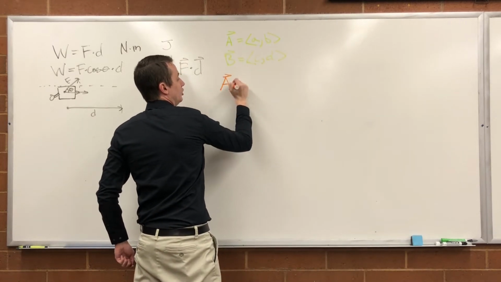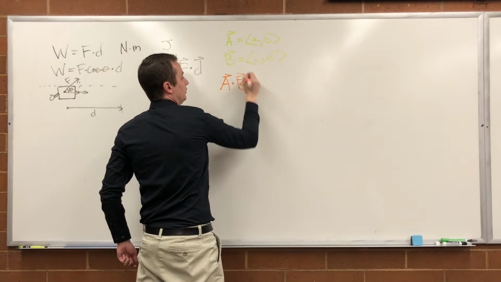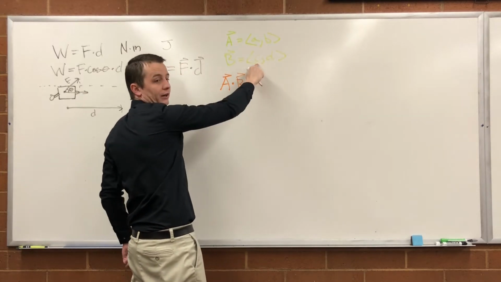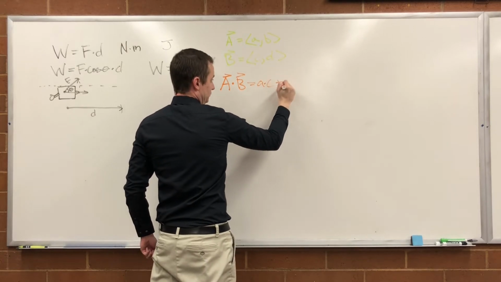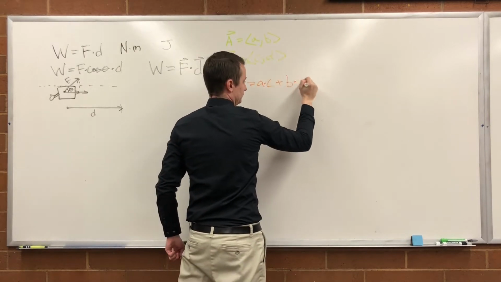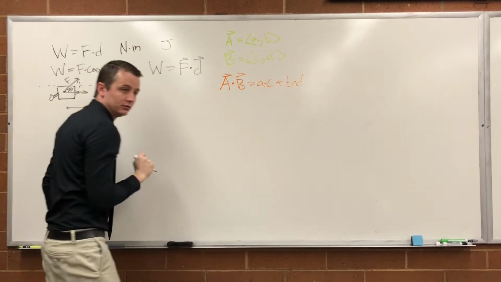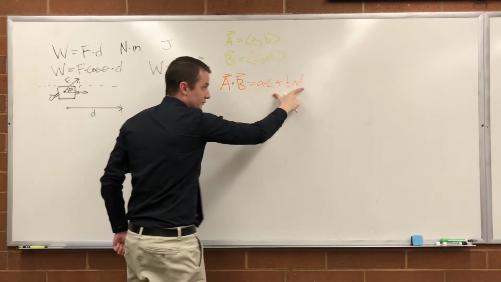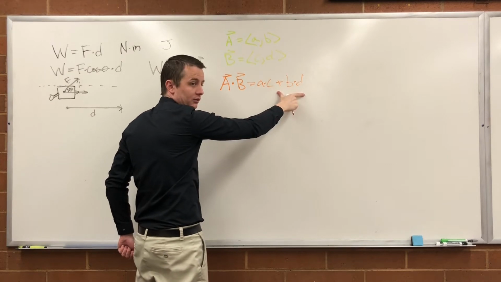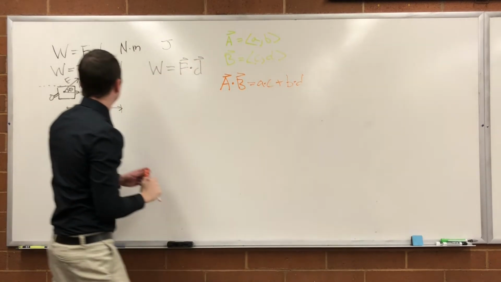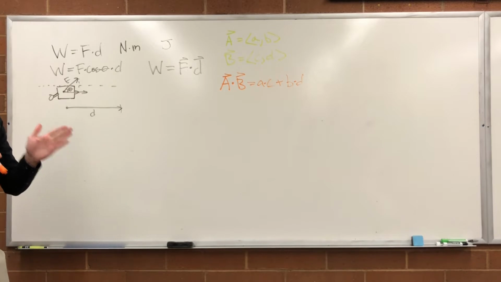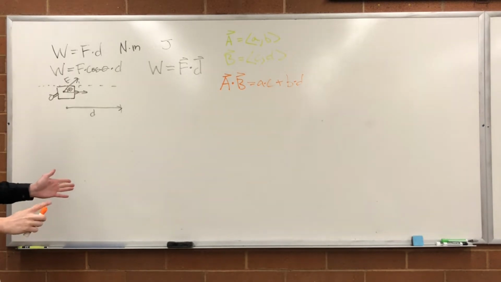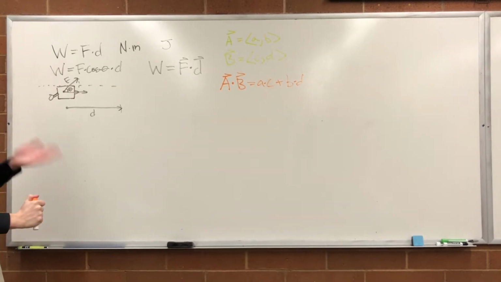Then A dot B, the dot product of the two, is equal to, multiply the x components together, A times C, plus B times D. And notice it just gives you a number. It's not a vector. That's why it's also called a scalar product, because we get a scalar when it's all said and done. So work is not a vector. Work is a scalar. Work gives us energy, which is a scalar quantity. It is not a vector quantity.